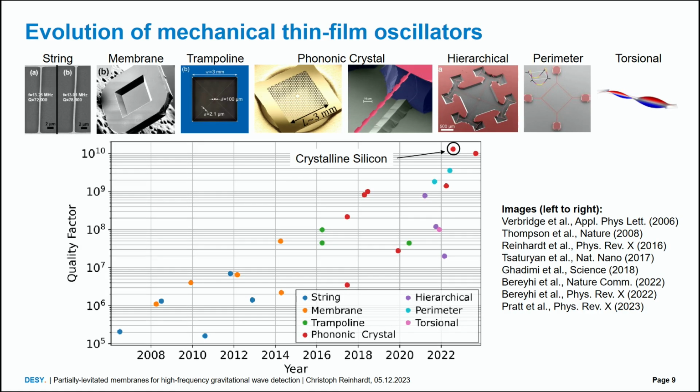And okay, so how about the quality factor of membranes? So what's the current status? What are the perspectives? What you can see here is the evolution of the quality factor over the past 15 years. And what you can see is that it increased by 5 orders of magnitude. And this has been mainly enabled by just optimizing the geometry of the membrane.